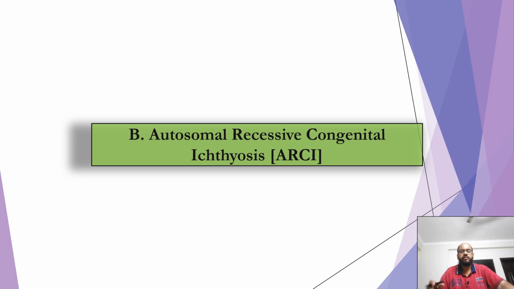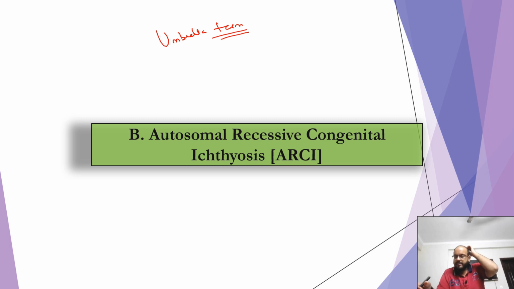So with that, we have finished the first segment of this lecture. The second segment includes autosomal recessive congenital ichthyosis, or ARCI. Now, ARCI is an umbrella term. What do we mean by that? That means all the ichthyosiform disorders which are autosomal recessive are grouped together under the umbrella of ARCI.